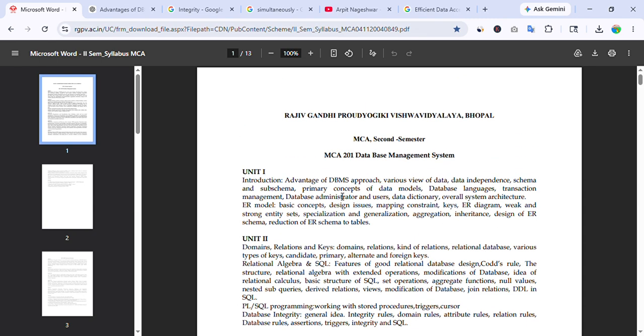Today we will study about advantages of DBMS approaches. Our subject name is Database Management System. Our course name is MCA. We are currently in second semester and our university name is RGPV.